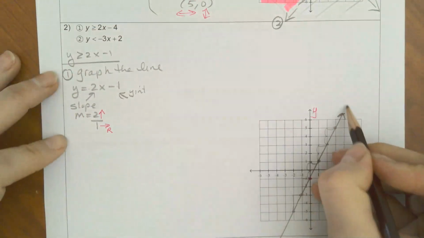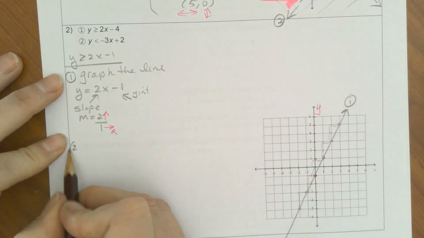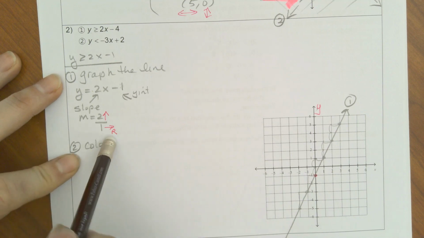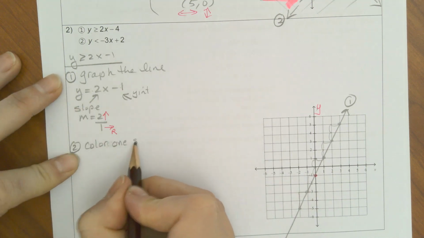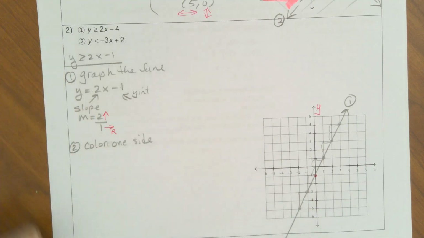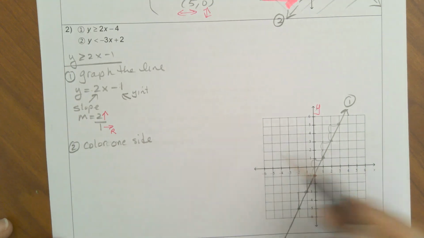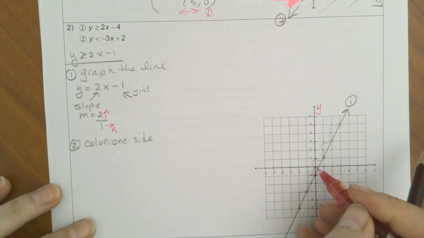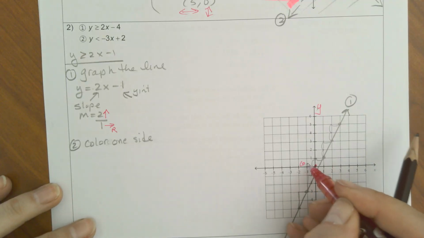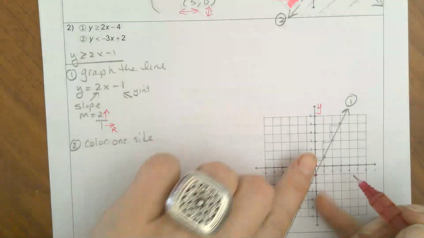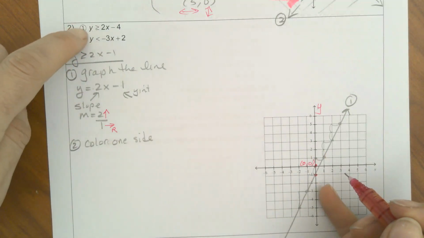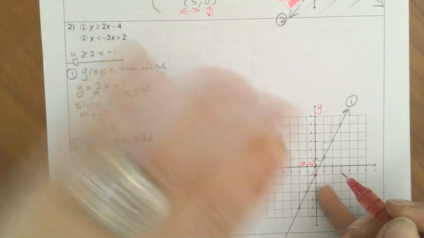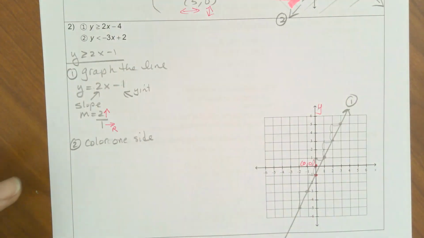So that's equation 1. Now step 2, color one side. I can pick 0, 0. You can pick any point you want and substitute it into the inequality, but I choose the easiest point. So I'm going to choose 0, 0 and put it into this inequality, and if it makes a true statement, then we know this side needs to be colored.